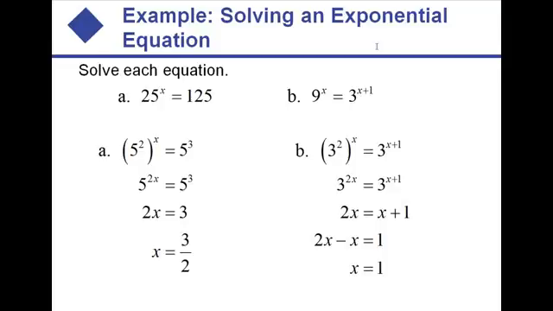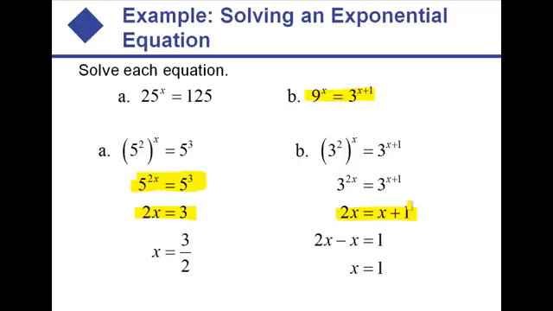Now, it might not seem that way in the beginning. They'll oftentimes try and hide it from you, but with a little manipulation you can turn 25 to the x equals 125 into a power of 5 on both sides of the equation. And once you have this situation where the bases are the same, you know the powers must be the same, so now you're just solving for the powers. Same thing over here, you rewrite 9 to the x as 3 squared to the x, which becomes 3 to the 2x, and now you're solving for powers. So that's the simplest example of exponential problems.